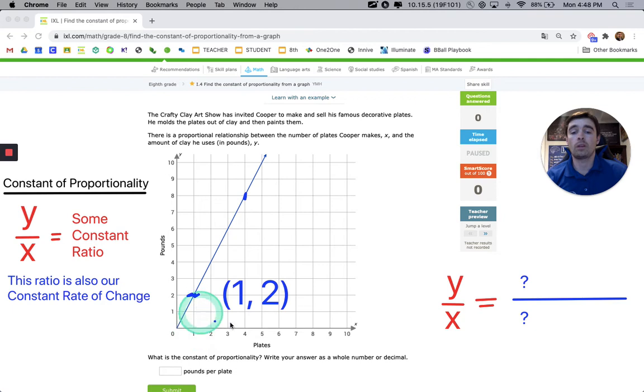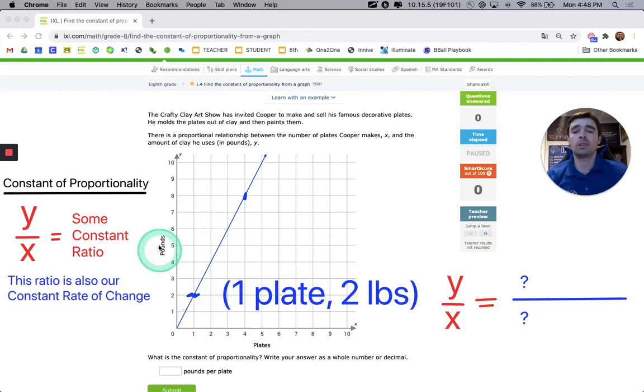It lines up with 1 for x, and I'm going to add some detail, that means 1 plate. And it lines up with 2 for y, which really means 2 pounds of clay. So that's what I mean by 1 and 2 there. It really tells me 1 plate will use up 2 pounds of clay. So to find that constant ratio, I can just put that into the table. 2 pounds for every 1 plate.